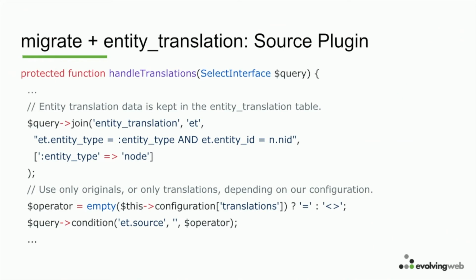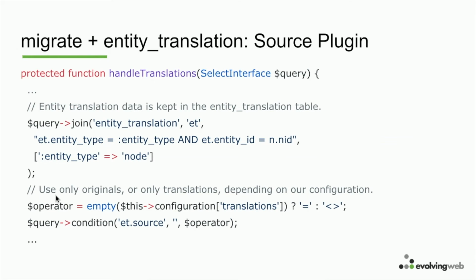In the handleTranslations method, I change certain things and leave certain things the same at the top, and then I join the entity translation table to take it into consideration during my migrations, and I alias it as et. I say et.type equals node, and I say et.entity_id is node ID. So that's a good standard join.